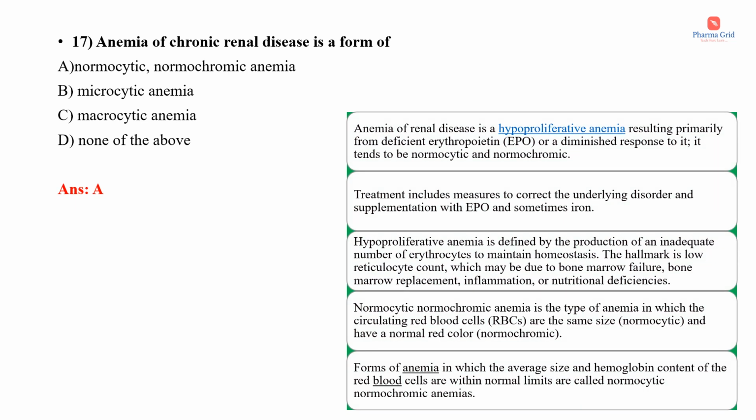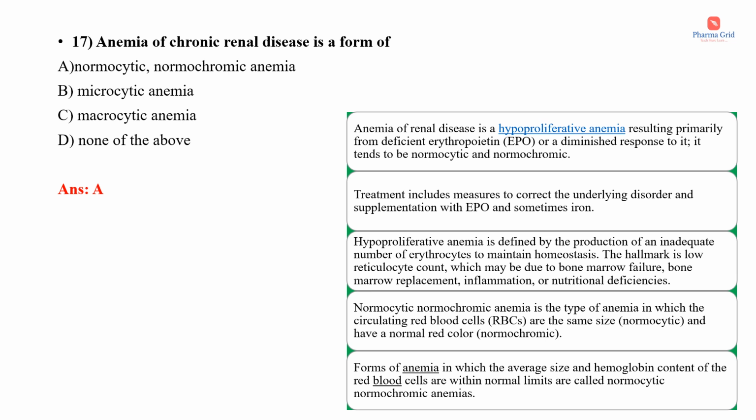So anemia of renal disease is a hypoproliferative anemia resulting primarily from deficient erythropoietin or a diminished response to it. It tends to be normocytic and normochromic. The treatment measures include correcting the underlying disorder and supplementation with erythropoietin and sometimes iron. Hypoproliferative anemia is defined by the production of an inadequate number of erythrocytes. Erythrocytes means red blood cells, to maintain homeostasis.